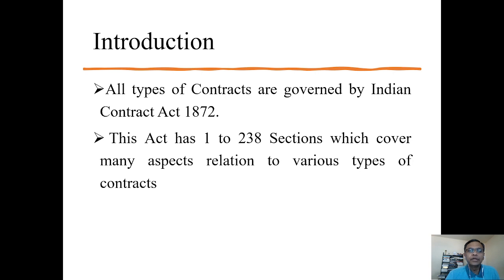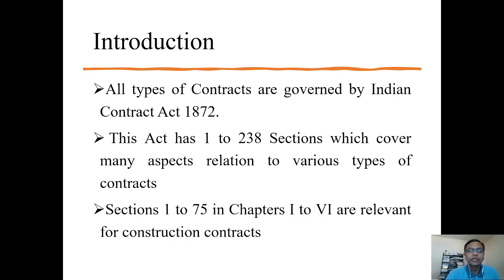This act has sections 1 to 238, which cover many aspects and various types of contracts. At the end of this lecture series, we will see what contracts and types of agreements this act covers. For now, we will mainly focus on sections 1 to 75, which are embodied in chapters 1 to 6 of this Contract Act, the provisions and sections relevant for construction.